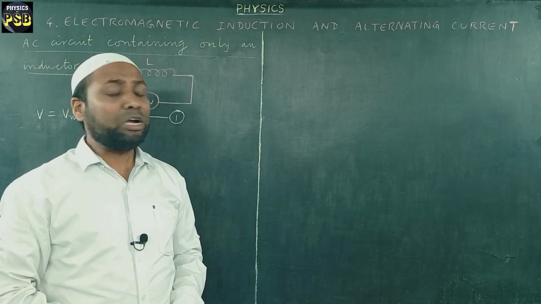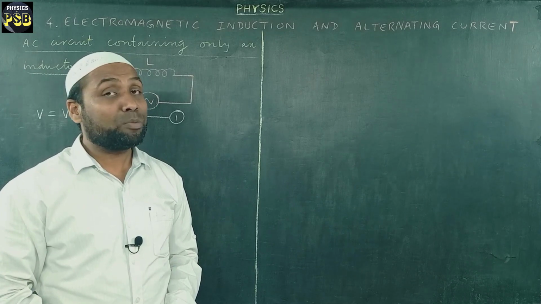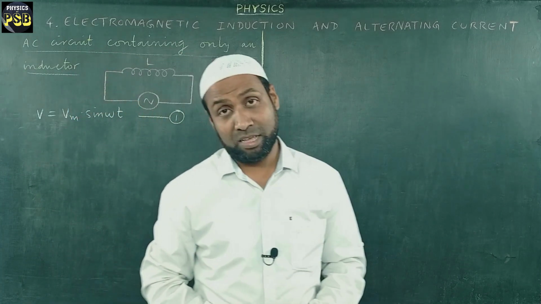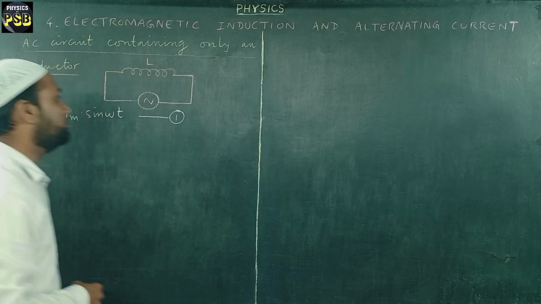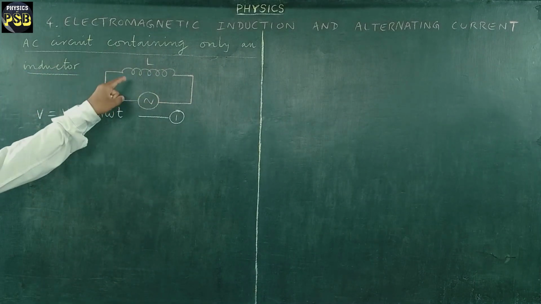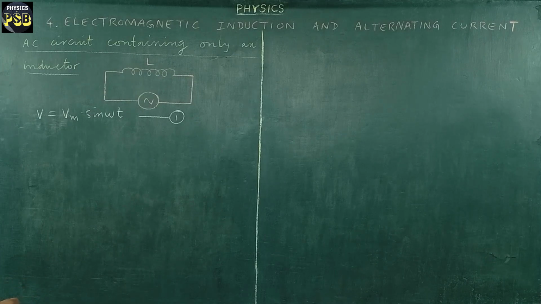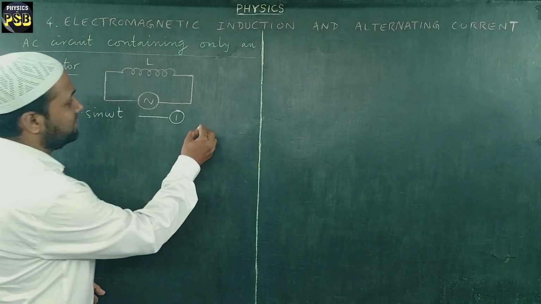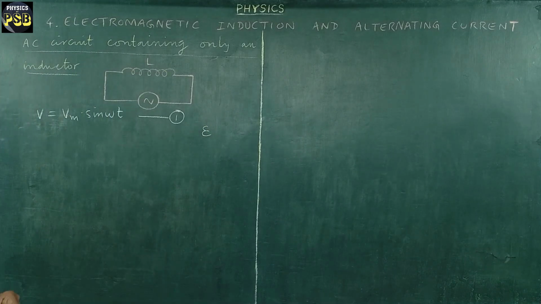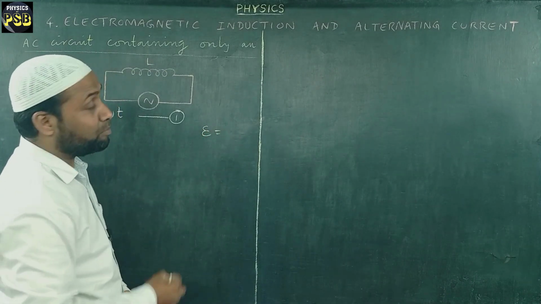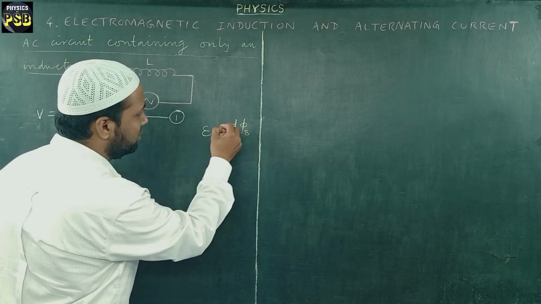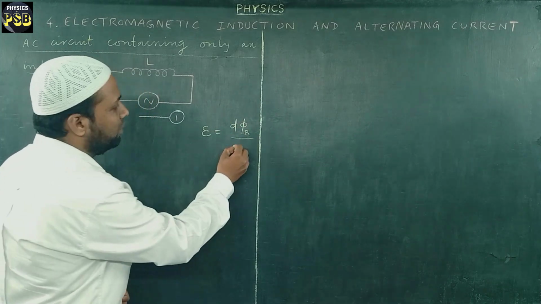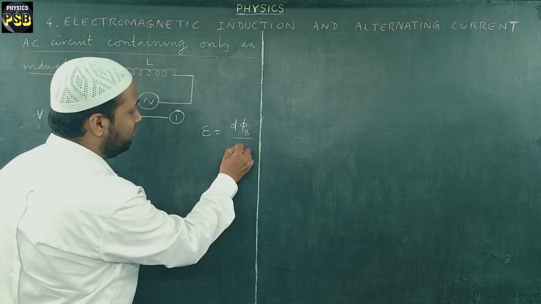changes with time. According to Faraday's law of electromagnetic induction, whenever there is a change in the magnetic flux linked with a coil, there will be an induced EMF in that coil. So an EMF is induced here. The EMF induced in this coil is expressed as epsilon, which is equal to the rate of change of magnetic flux linked with the coil. So the change of magnetic flux is d phi b, and the rate of change is d phi b divided by the time dt.